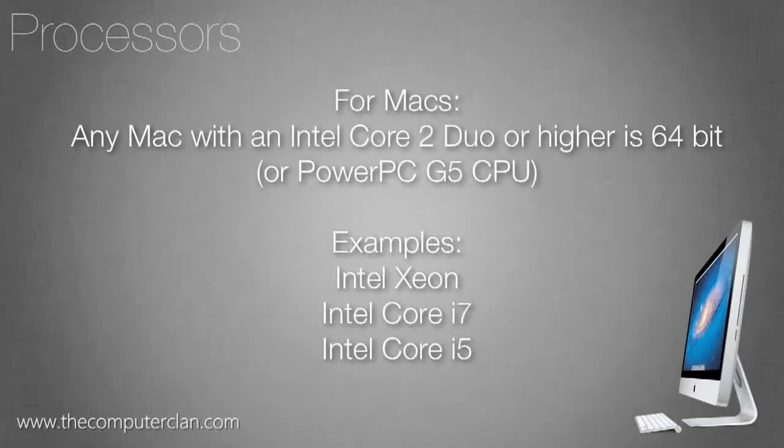Another example, if you're a Mac user, it's a little bit easier to tell if you have a 64-bit computer because I believe most machines after 2006 were 64-bit, but you can still check the processor and see. Any Mac with an Intel Core 2 Duo or higher is 64-bit. An example would be the Mac Pro with the Intel Xeon, or an iMac with a Core i7 or Core i5. Those are all 64-bit processors. In addition, if you have one of the higher-end Macs from the older PowerPC days, a PowerPC G5 processor is 64-bit as well. But those aren't really used anymore, it's all Intel.